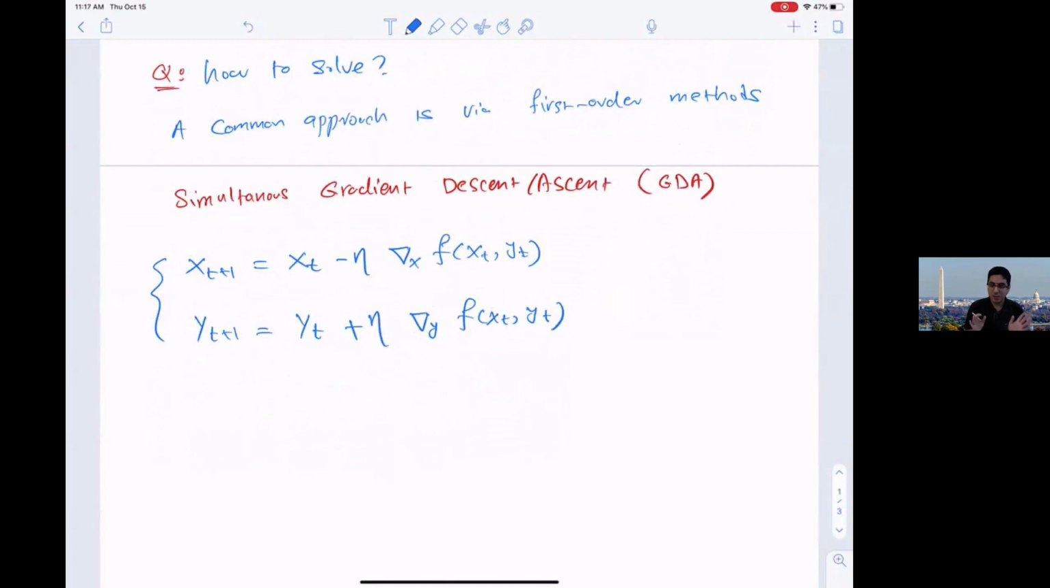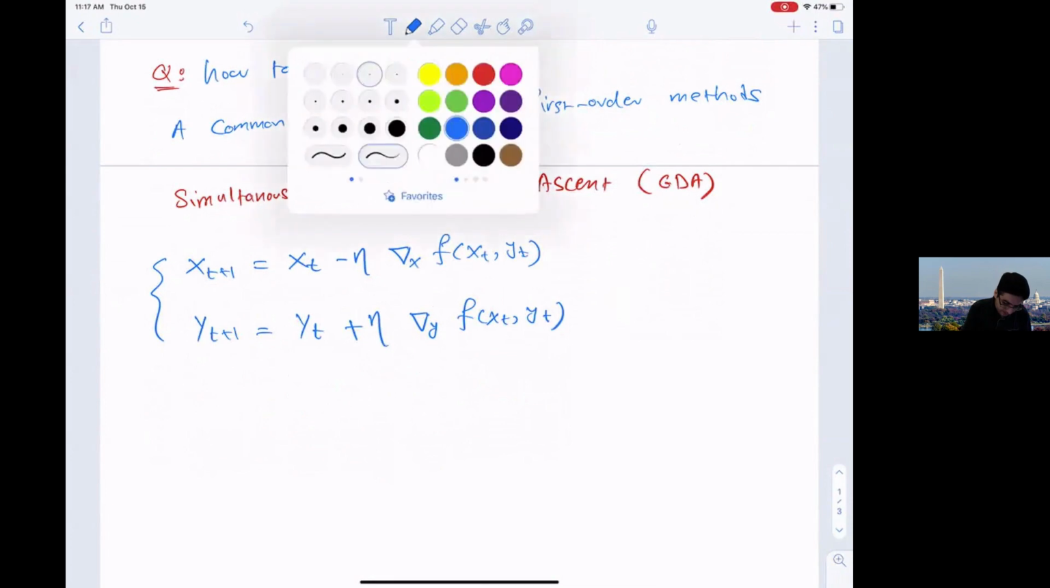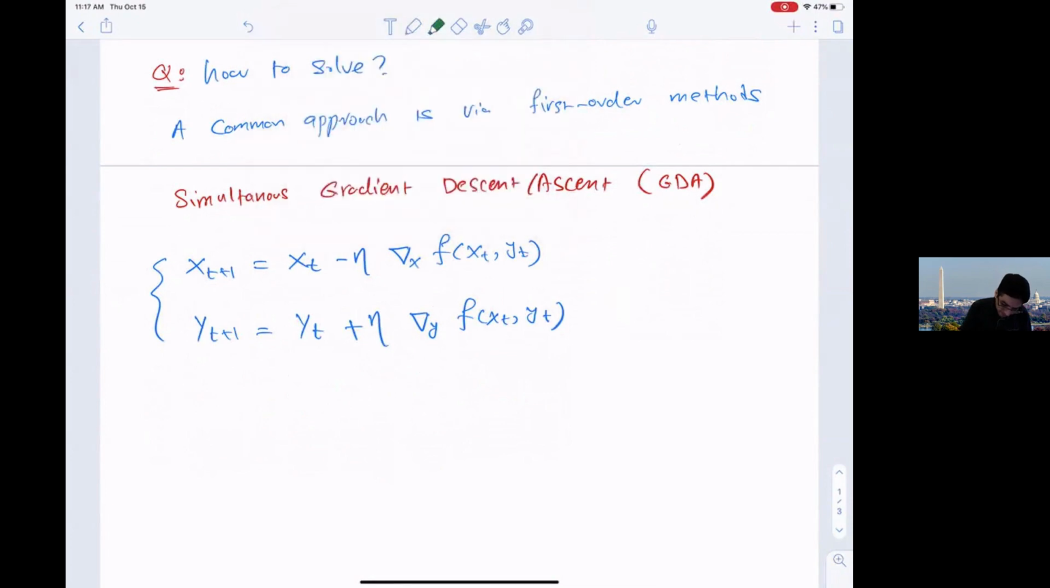So this is called simultaneous because if you notice in the updates here, both of the updates depend on values that we computed in the previous iteration. So a slightly modified version of this is called alternating gradient descent. Then you update X and then use your updated values in updating Y and vice versa. So they're quite related to each other. But for the purpose of today's lecture, we are going to focus on simultaneous gradient descent.